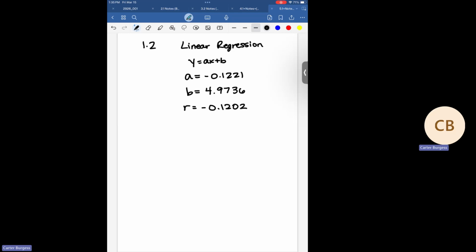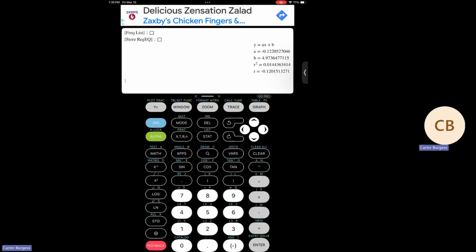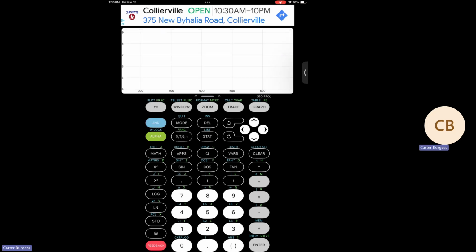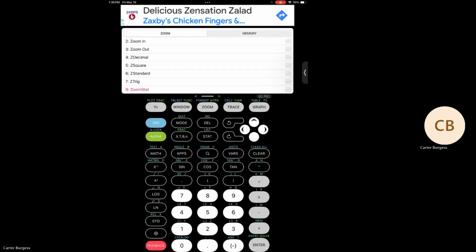Okay, so what does this R value tell us? A weak correlation, if there is any correlation, and that it is, what else? Weak and negative. Yeah, very good. And we could confirm that if we go to our stat plot, which we want to be on, and go to zoom stat.